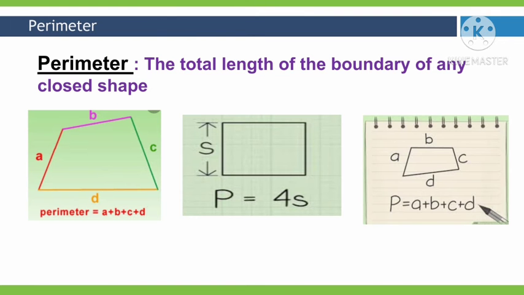First, let's see what a perimeter is. Perimeter is nothing but the total length of the boundary of any closed shape. Look at the examples given here. You have a four-sided closed figure in which the sides are A, B, C and D. If you add all the sides, you will get the perimeter. So, perimeter is the total length of the boundary of any closed shape.